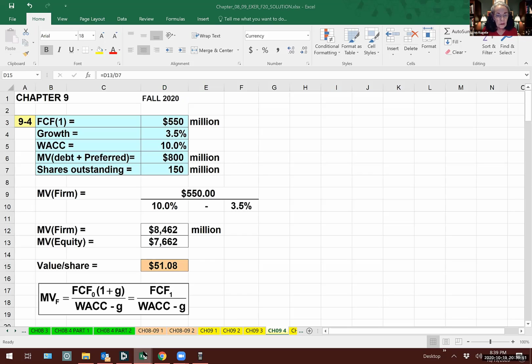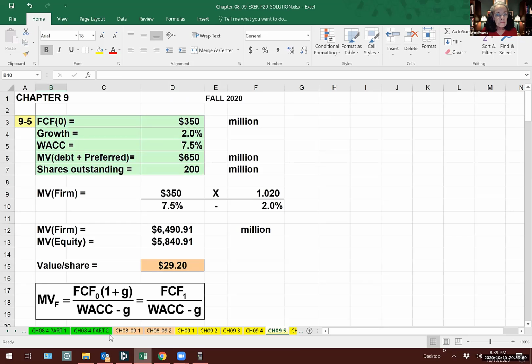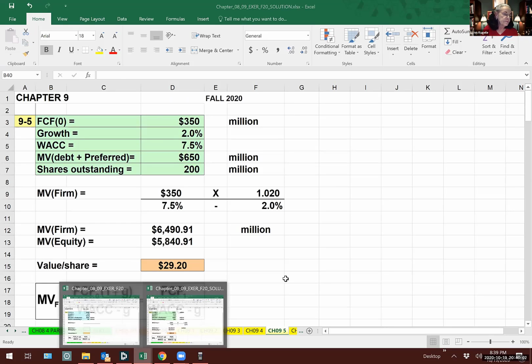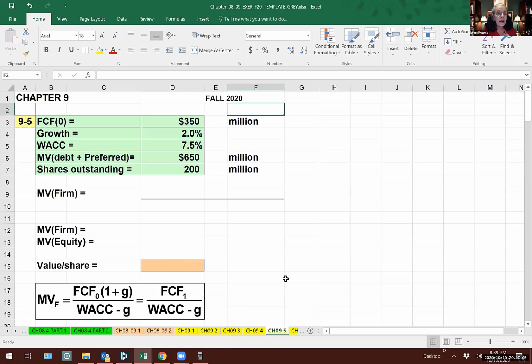So far, so good. Yes. We've got a couple more. That must be the solution. So let me go back to the template. 350. Okay. I think we've only got 2 more here. The only difference here is in this case, you've got free cash flow 0. So up here, it's got 350 times 1 plus 2%. I'm not going to type it so you can actually do it. And you're going to divide by the cost of capital minus the growth rate. Get the market value of the firm.